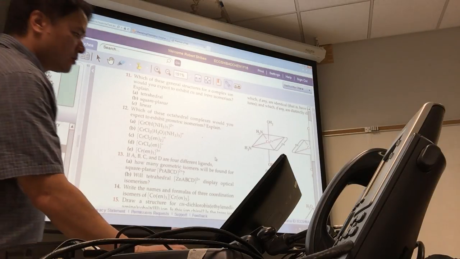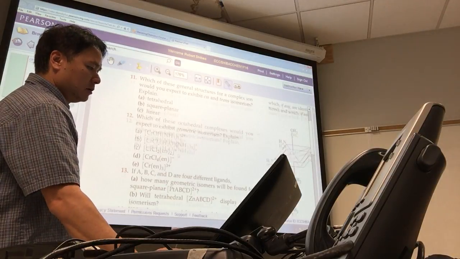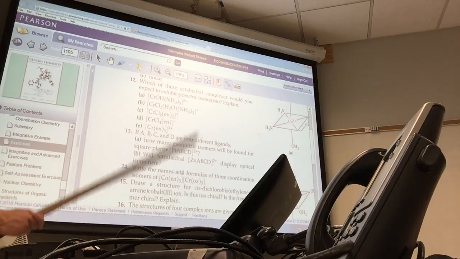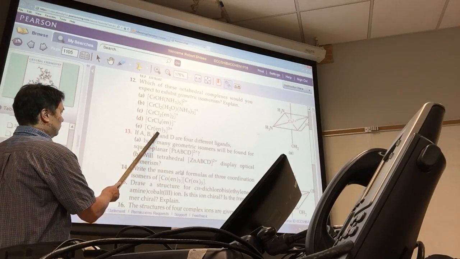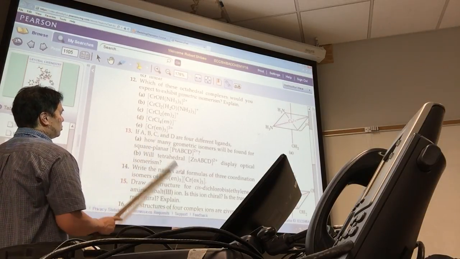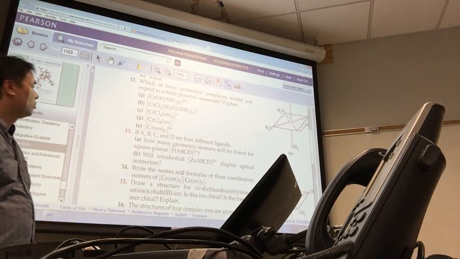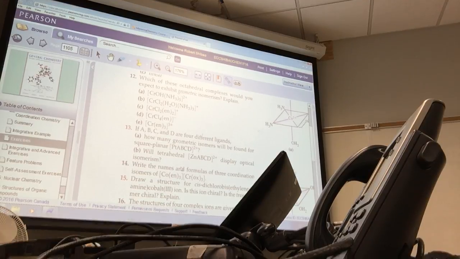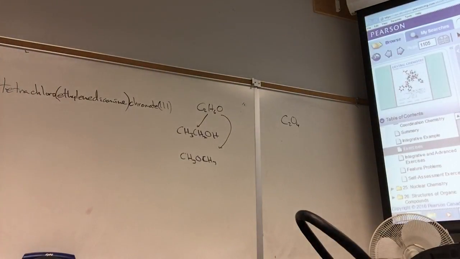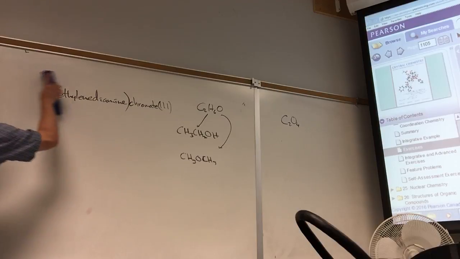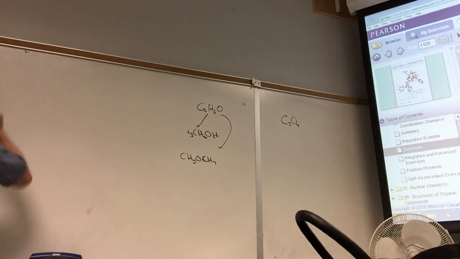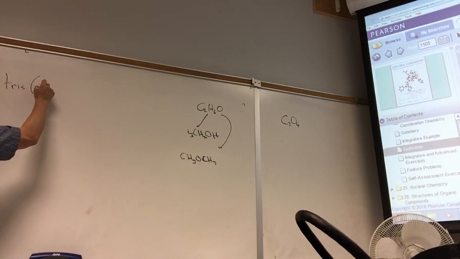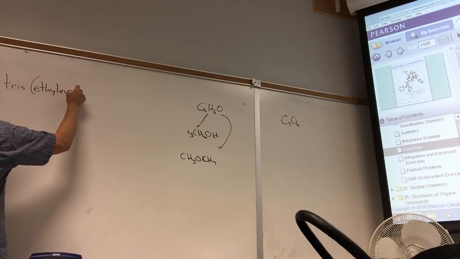Okay, let's go on to the next one here, which is 12E. Yes, that's correct. Tris ethylene diamine chromium 3. And so how would you spell that out? Tris, because the ethylene diamine contains a prefix, number prefix.